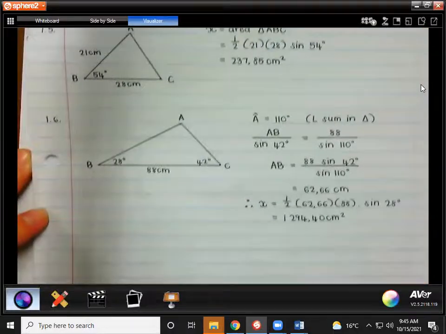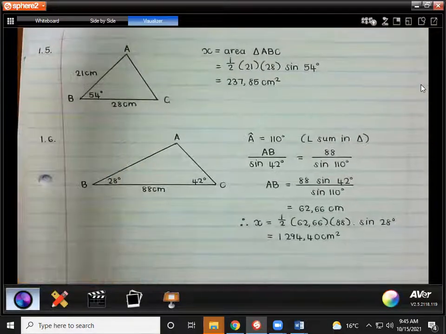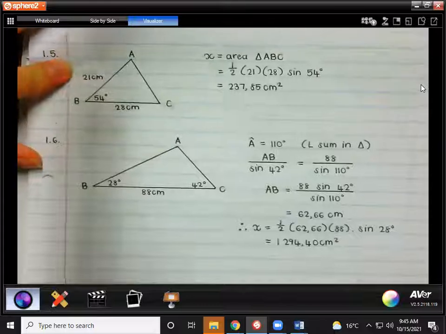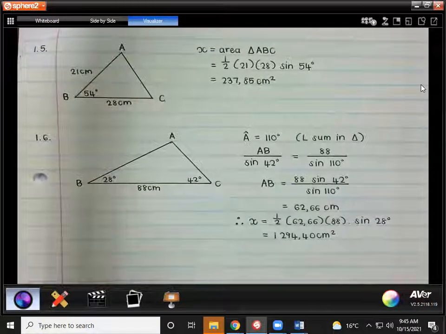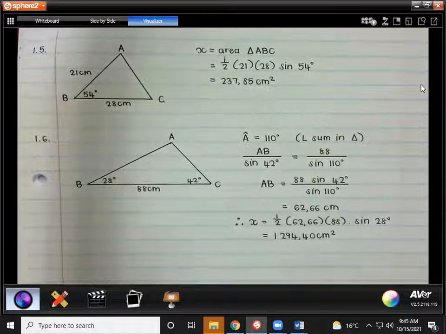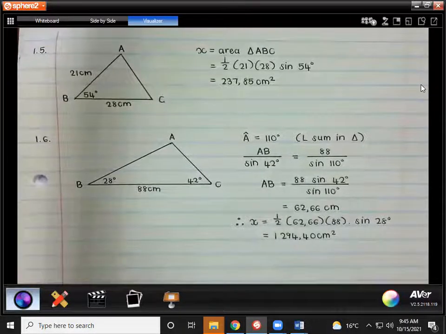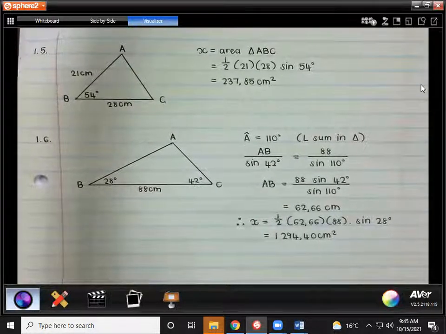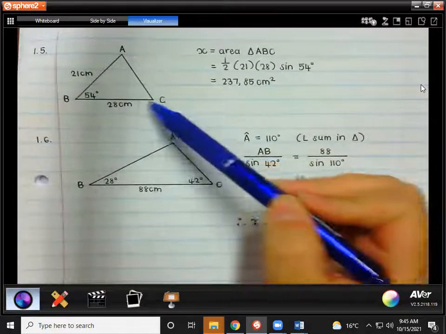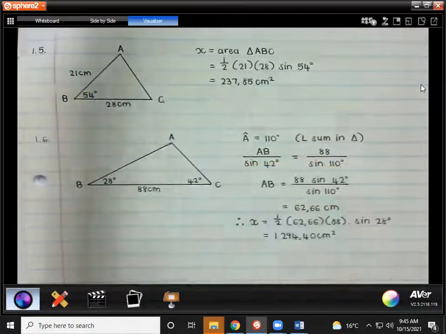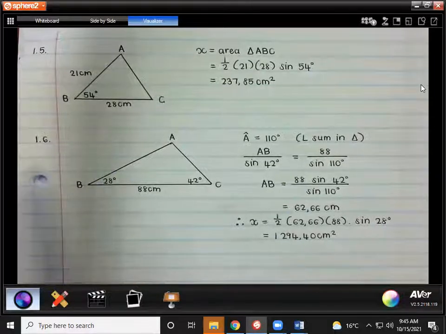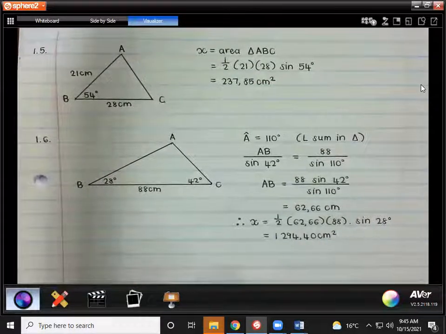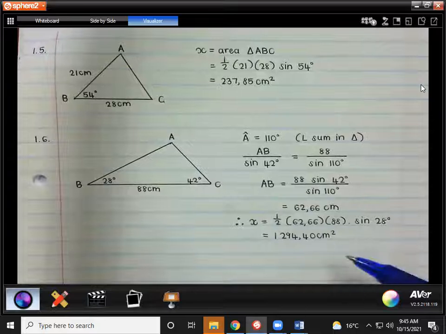Okay, last two, and then we're moving on. 1.5 and 1.6, you had to find the areas here. Now guys, in 1.5, it was straightforward. You had the two sides and the included angle. You could find the area straight away. So it was half times 21 times 28 times sine of that angle. Remember, please, the area rule uses sine. Okay, that's important.